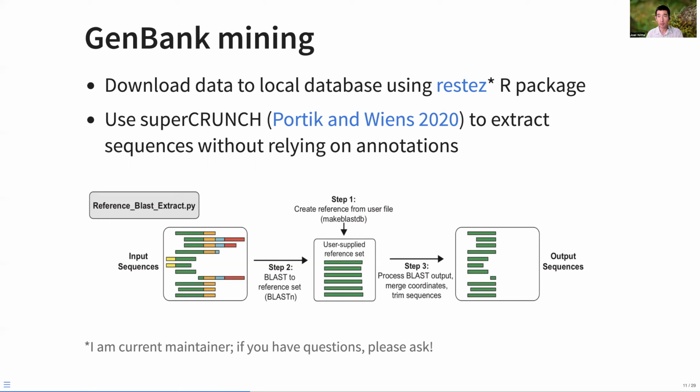Next, we use a software package called SuperCrunch to extract sequences from the accessions without relying on annotations. And that's really important because there's no standard format for how to annotate genes in GenBank. So this way we don't have to worry about various different annotation formats.